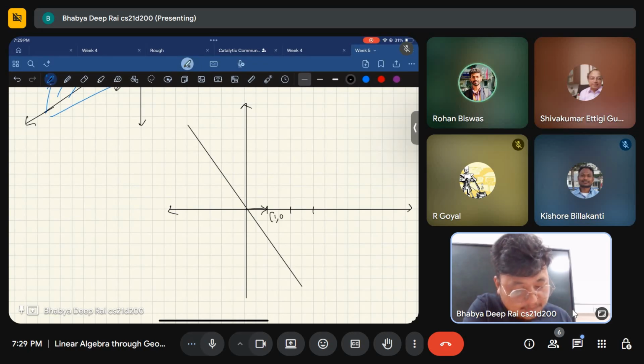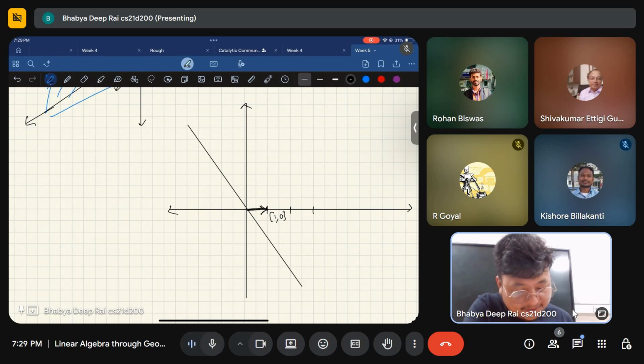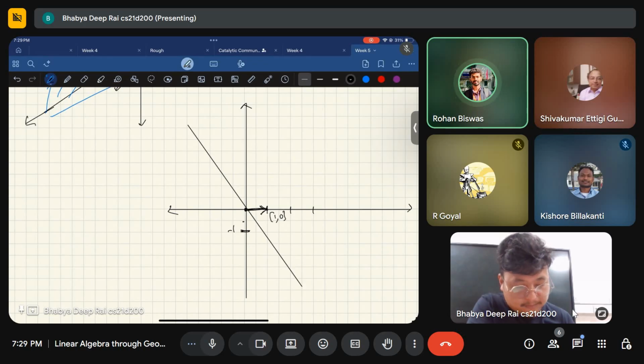Now if you look closely, the reflection of 1, 0 will be 0, minus 1. So 0 here and minus 1 here, as if it's a mirror and we are looking at it. So am I right on this? Yeah, you are correct, I don't doubt that. So 1, 0, its reflection about that line is 0, minus 1.